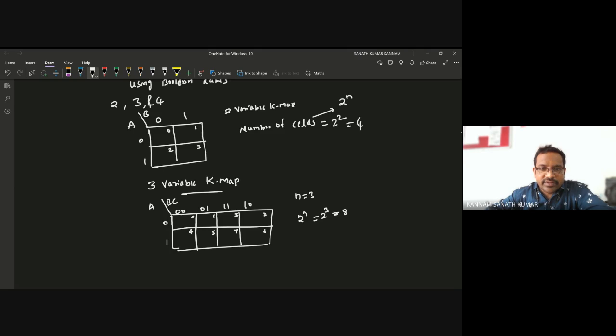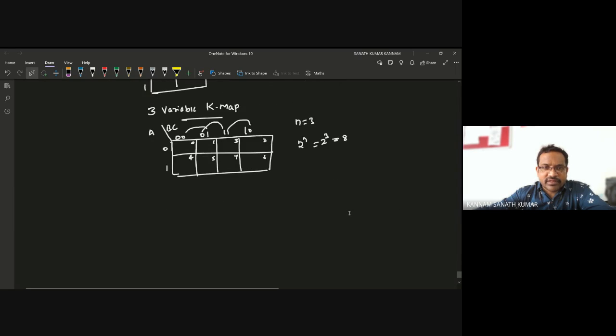See here, 0 0 and 0 1 differ by 1 bit. 0 1 and 1 1 differ by 1 bit. 1 1 and 1 0 differ by 1 bit. So this is nothing but a gray code sequence. So this is the 3 variable map, and a total of 8 cells will be there.